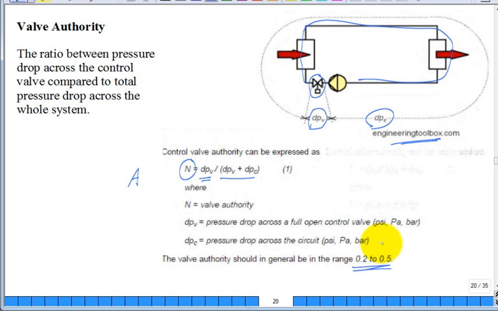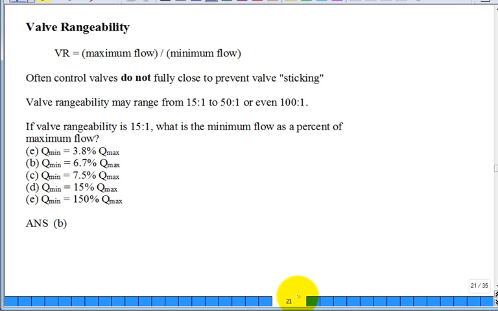You'll see different recommendations. It should be around half of the pressure drop, maybe in a branch. So it's a significant pressure drop.